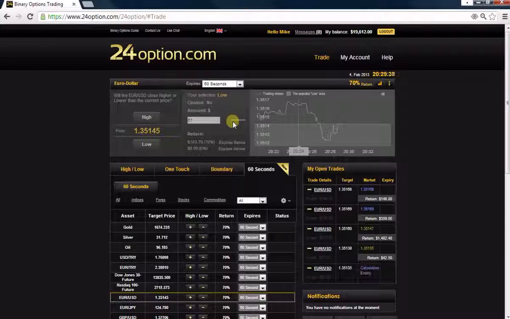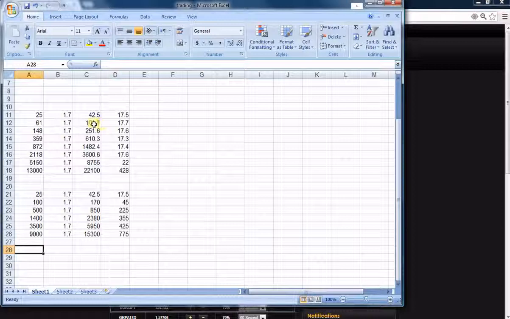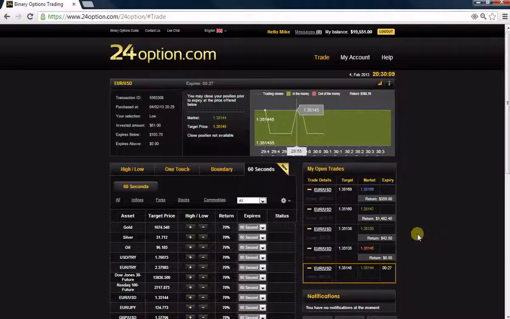Okay, looks like we lost that trade, so we got the $61 ready. Again, the $61 that gives us 70% returns. That gives us a profit of $103.70. Taking into account the original $25 investment and the $61, that's $86 invested with a return of $103.404. That's a profit of $17.7. So looks like this one's kind of hovering around.